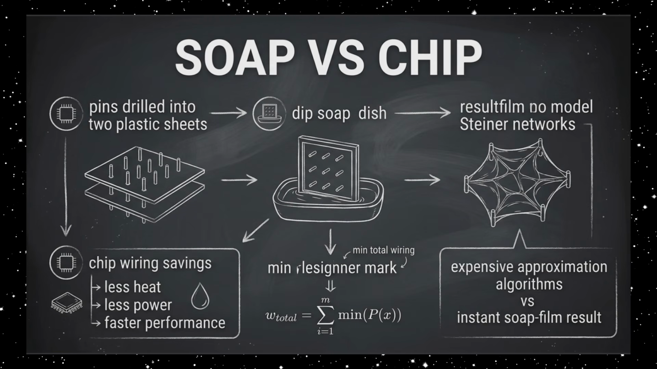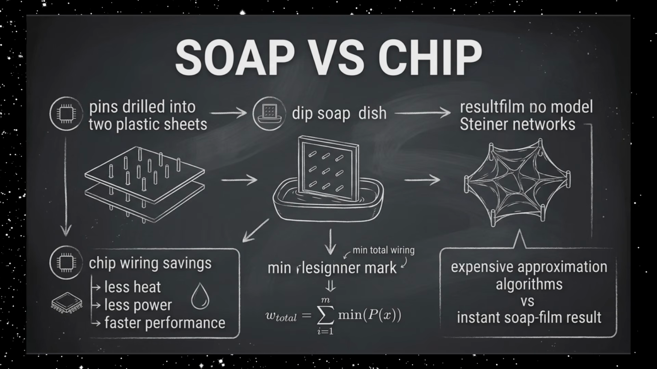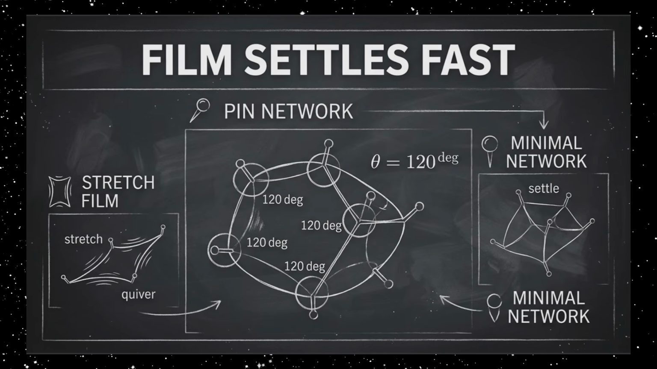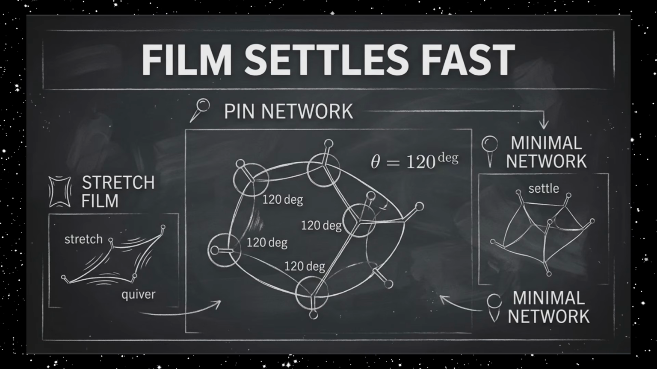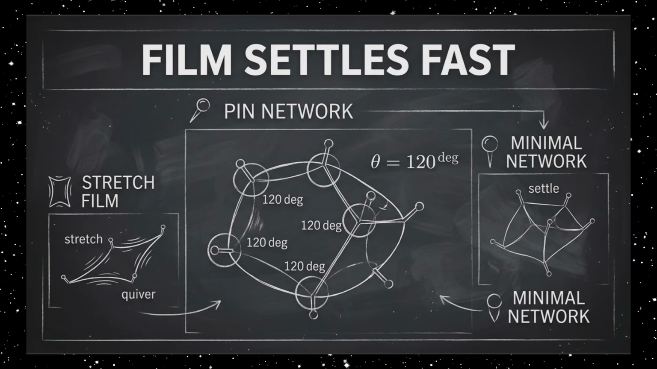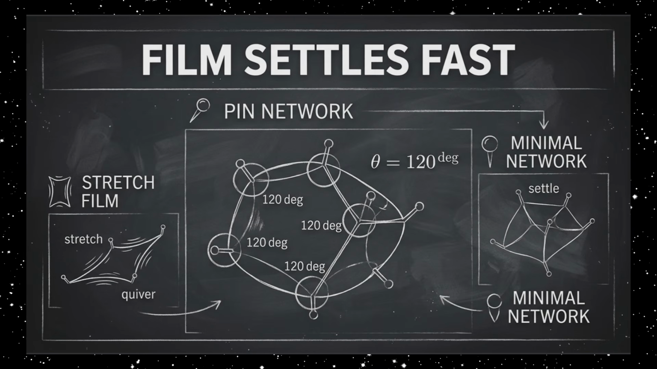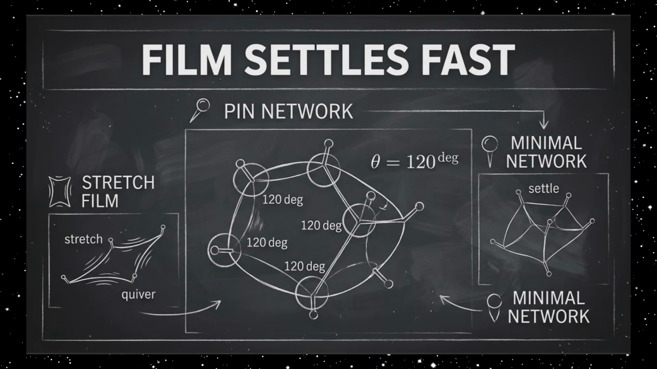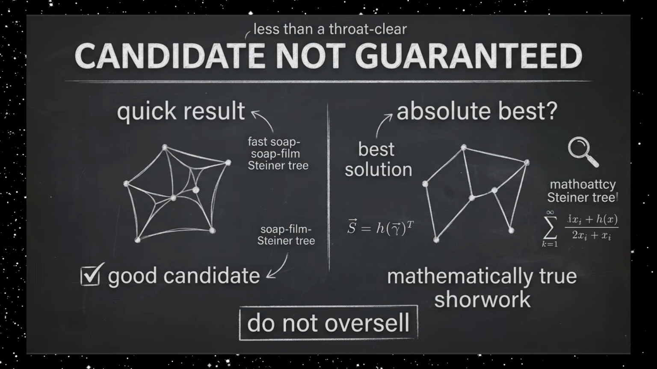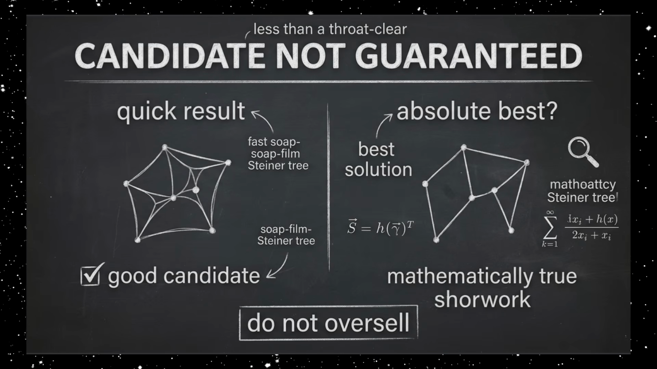Take your 2 sheets of plastic, drill your pins, 4 of them, 5, 6, dip in the soap, pull it out. Watch. The film stretches, quivers for a moment, and settles. And there, between the pins, is a network of thin soap walls connecting them all. Junctions of 3 walls meeting at 120 degrees, just like Plateau described. A candidate solution to the Steiner tree problem, produced in less time than it takes you to clear your throat.